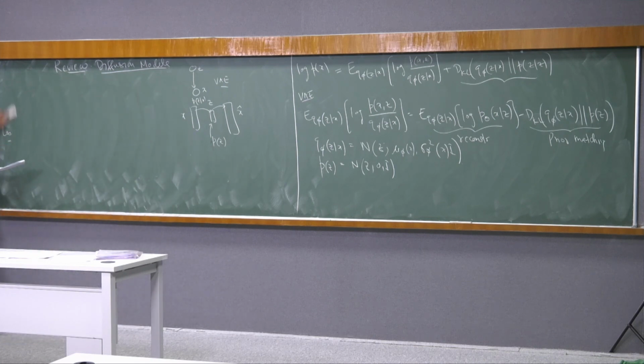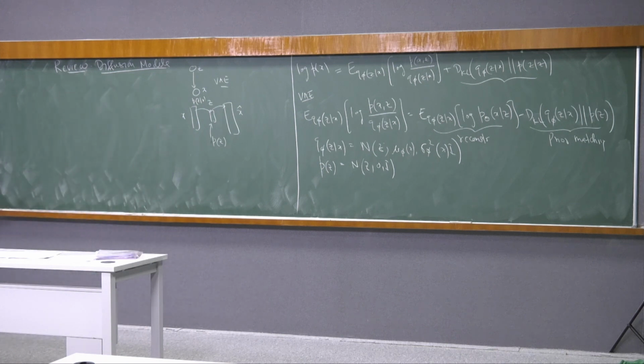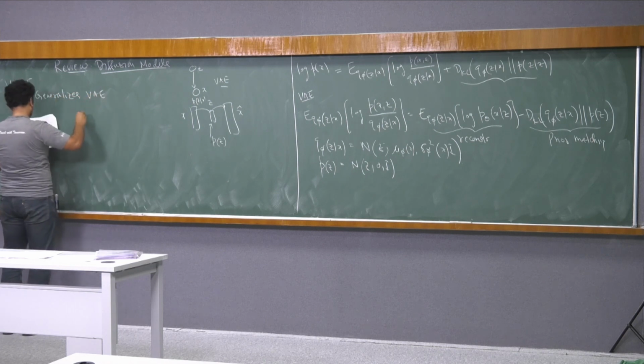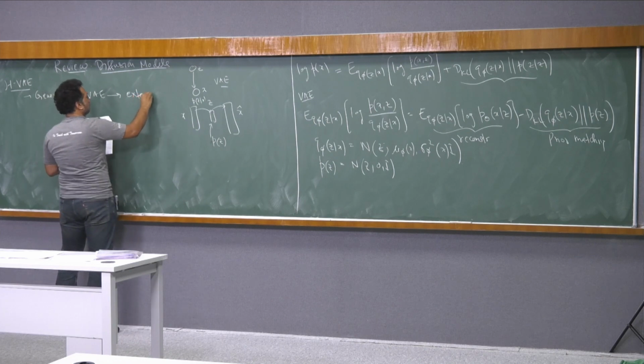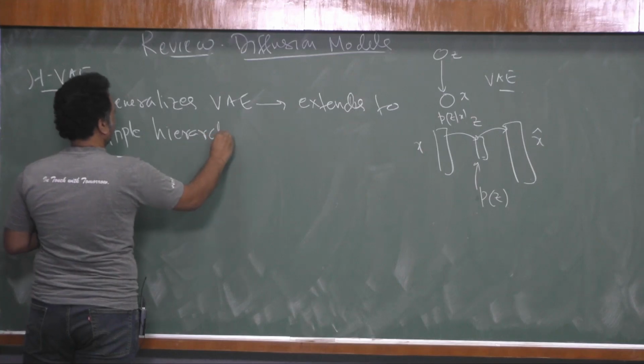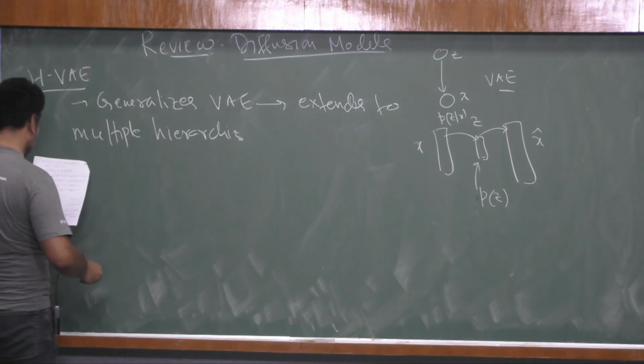We are trying to do a quick review of what we have done. We have done like four classes, so we're trying to make a good map of what we have done. Then we went to something called hierarchical VAE. This generalizes VAE and basically extends to multiple hierarchies, and the latent variables are interpreted as generated from higher latents.